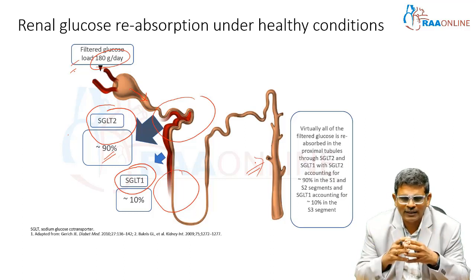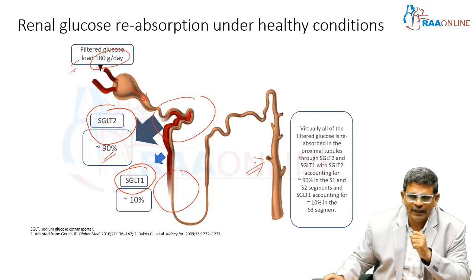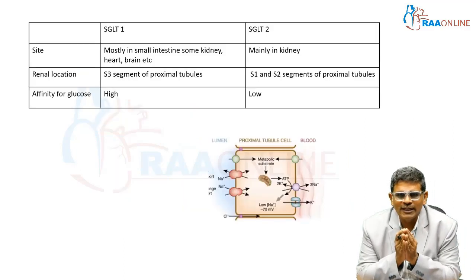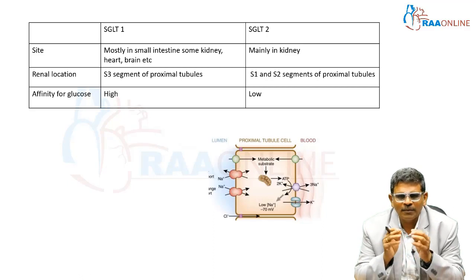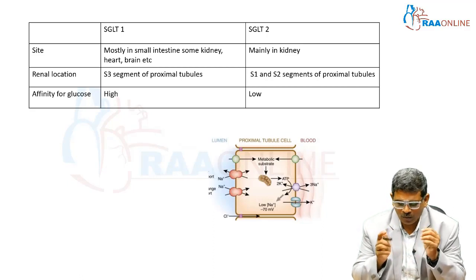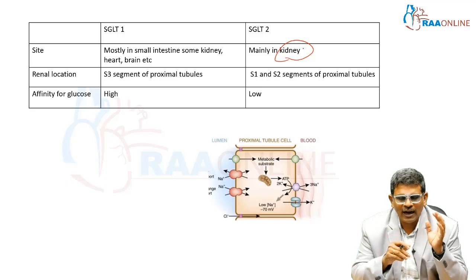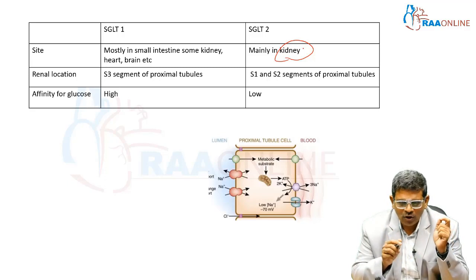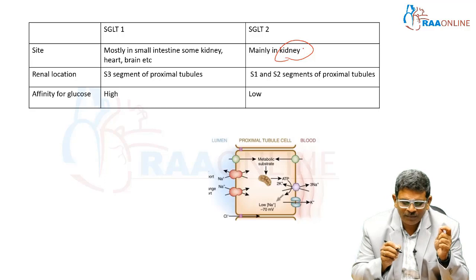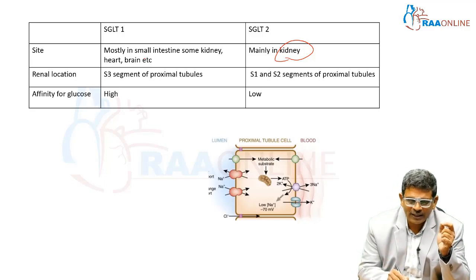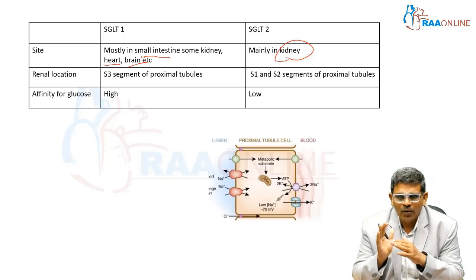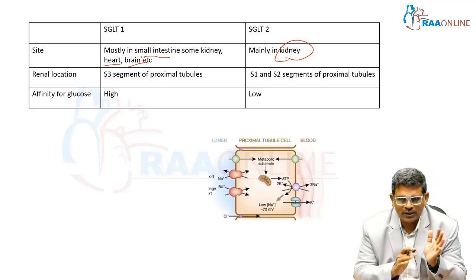So that is how the mechanism happens in a normal healthy individual. The difference between the SGLT2 and SGLT1 receptors is that SGLT2 receptors are present mainly in the kidney. So the presence of SGLT2 receptors in the kidney is higher, whereas SGLT1 receptors, as we saw earlier, are also present in the kidney, but apart from the kidney, the main places where they are present are the small intestine, heart and brain. So these are the places where SGLT2 and SGLT1 receptors are present.